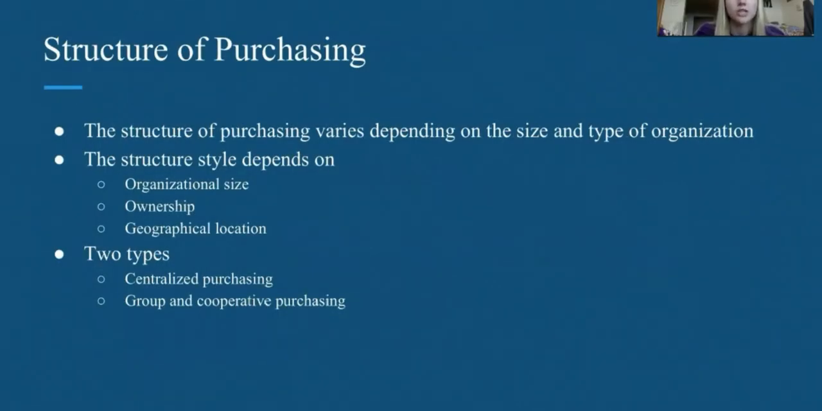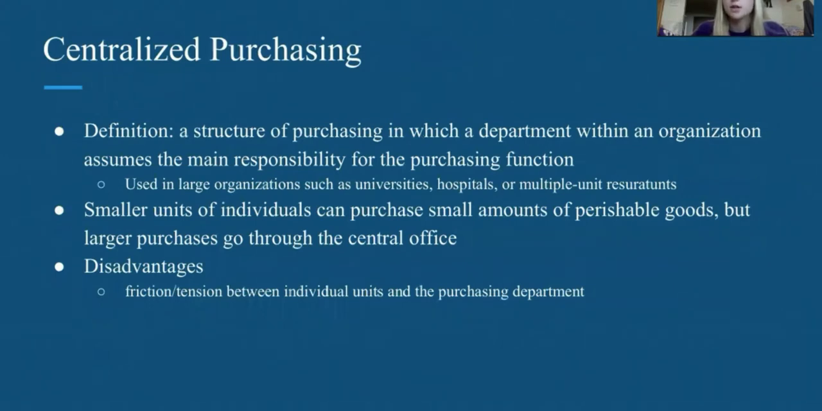So the structure of purchasing varies, depends on the organization, and the different things that an organization needs to consider are the size, the ownership, and the geographical location. And based on those things, one of these two types is decided upon: centralized purchasing or group and cooperative purchasing. So centralized purchasing is a system that is cost-effective and time-saving for individual units who are not responsible for purchasing all of the goods and things that are needed.